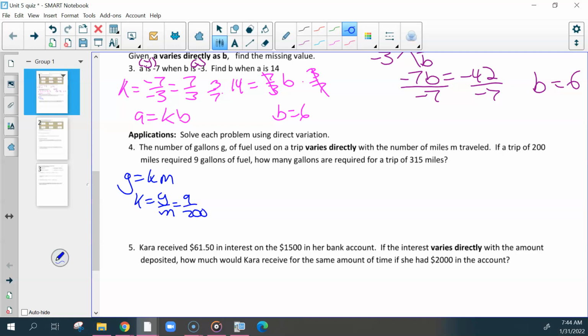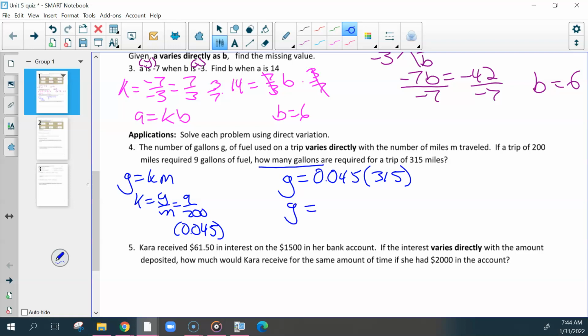For this one, if you put this into your calculator, you got a decimal that stops. So you could have used the decimal as 0.045, or you could have left it as this fraction. And then use that K value in your equation with the other numbers. So here we're looking for gallons. So it's going to be G equals our K times 315.